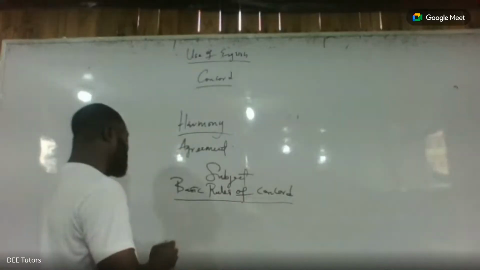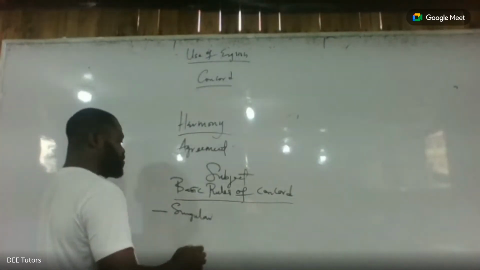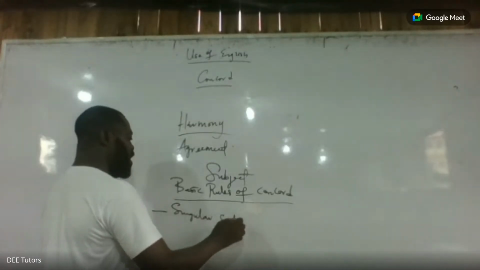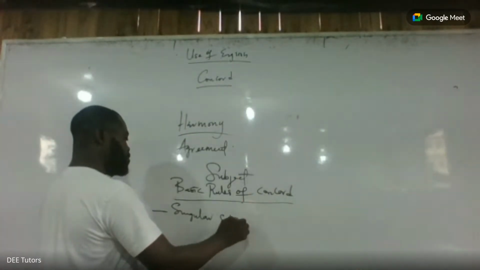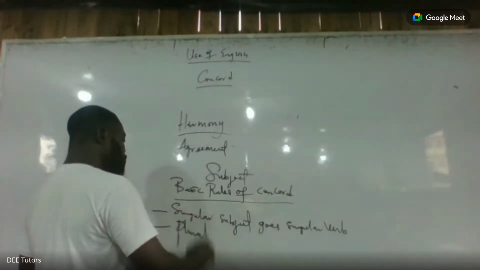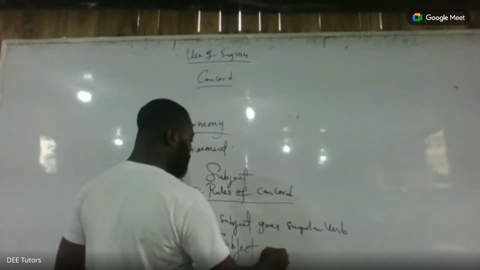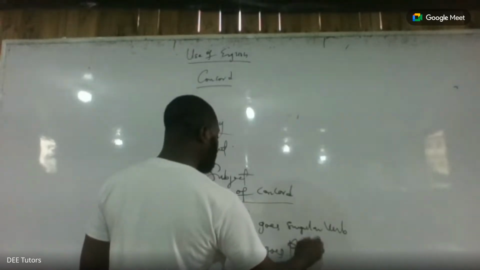First one is that singular subjects go with what? Singular verb. The second one is plural subjects. Plural subjects go with what? Plural verb. Do you understand me? Yes, sir.